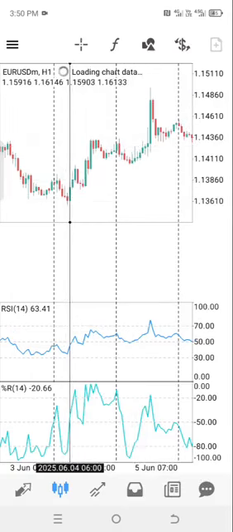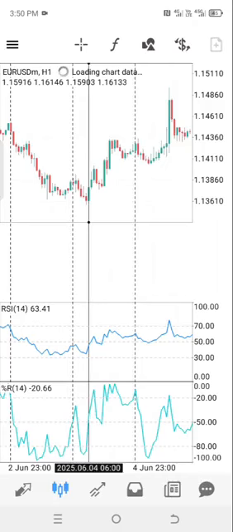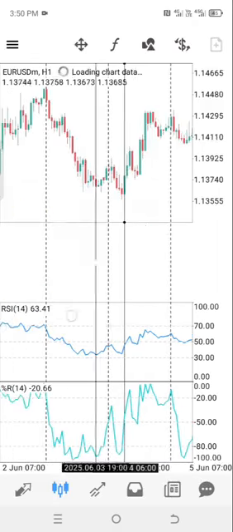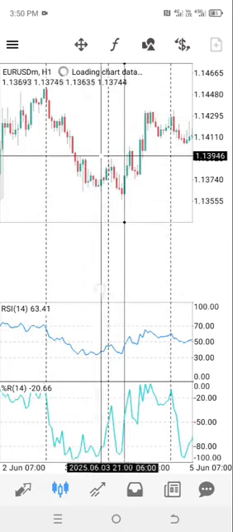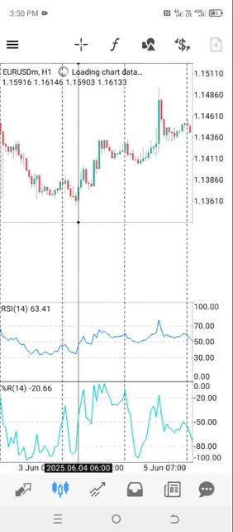So that is it, guys. Very, very simple. Where would you have been targeting? You would have been targeting the most recent high that gave us that indication, that drop. So that is it, guys.